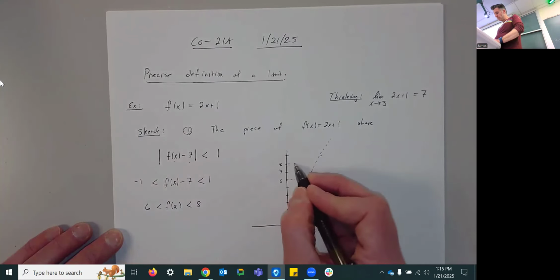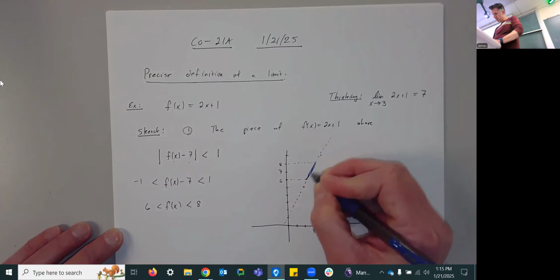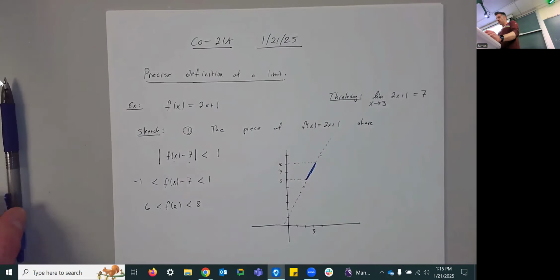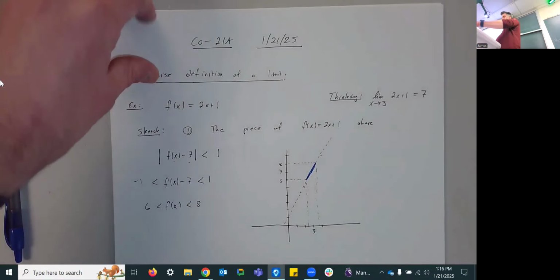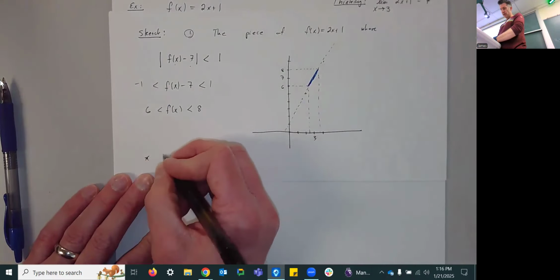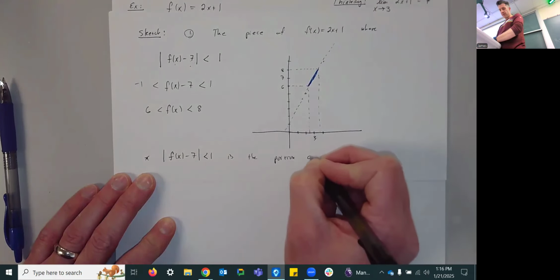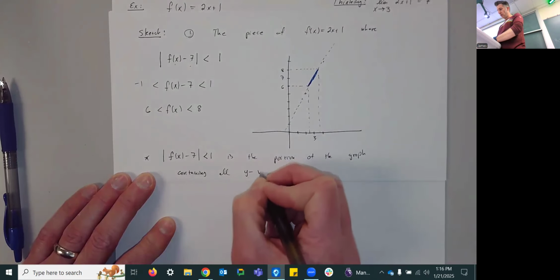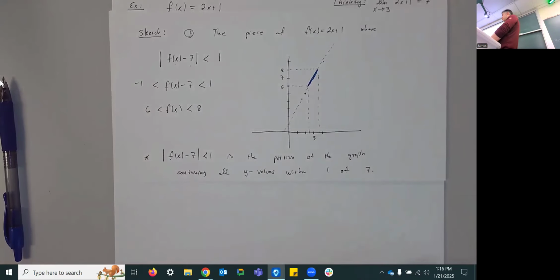So I'm looking at this part of the graph where the function is between 6 and 8. And I'm going to draw it again, even though it feels a little bit silly. And I'll try to actually think about what x values we have here. Okay, we're going to draw another thing, although it's really going to be the same. But I should actually write a few more words here. I want to say that the absolute value of f of x minus 7 less than 1 is the portion of the graph containing all y values within 1 of 7. And not exactly surprising, but good to see.